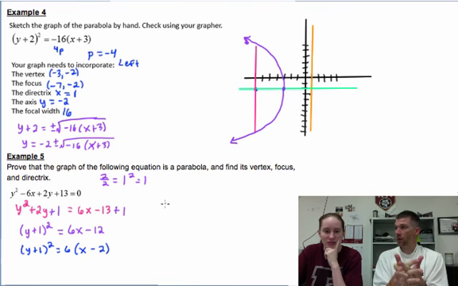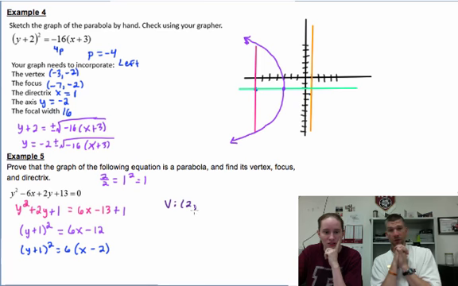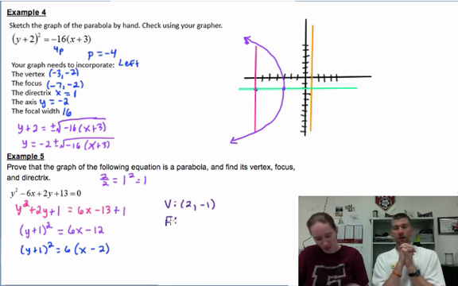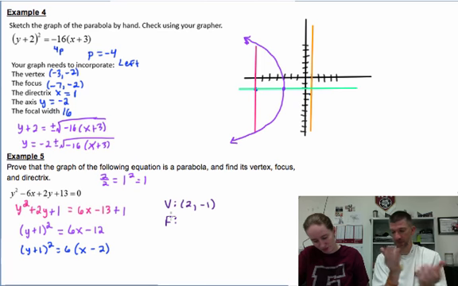And now we need to find our vertex. Yeah, now we need to find our vertex. The y's are being squared again, so it opens left or right. The vertex is going to be the point 2, -1. Our focus, we're in the second column now, back to the second column.